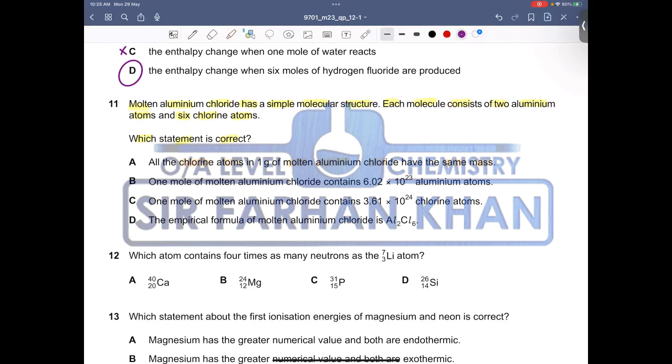Actually, chlorine atom has 2 different isotopes now. First one is 35 and the second one is 37. So both of them have 2 different masses. The same mass is not possible, right? So option A is incorrect, because same mass is not possible, because we have isotopes of chlorine. Let's talk about the next option.